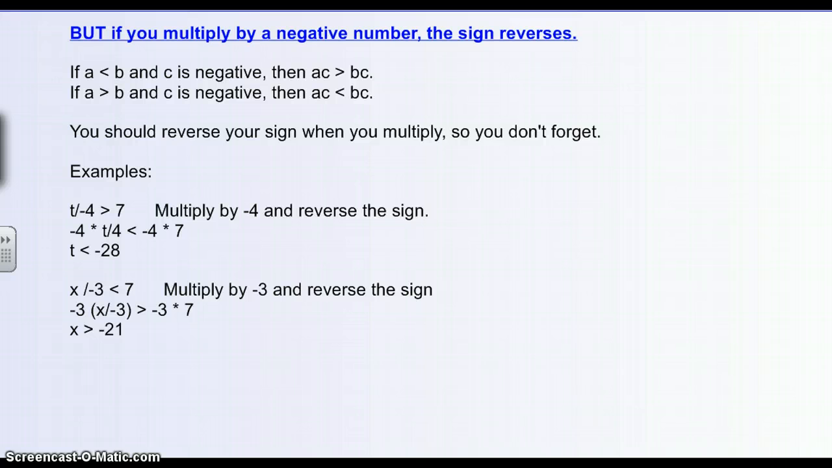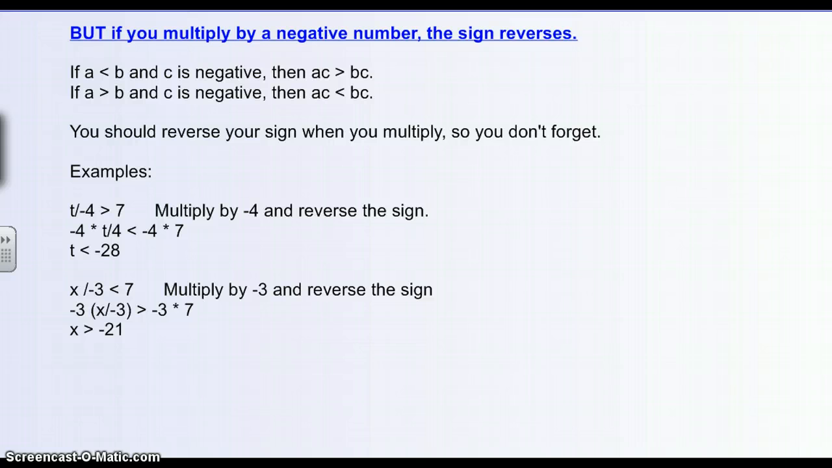But, just like in division, if you multiply by a negative number, the sign will reverse. So here's the property. If A is less than B and C is negative, then A times C is now greater than B times C. Conversely, if A is greater than B and C is negative, then A times C is less than B times C. You should reverse the sign when you multiply so you don't forget it. Do it in your very first step when you start to multiply.